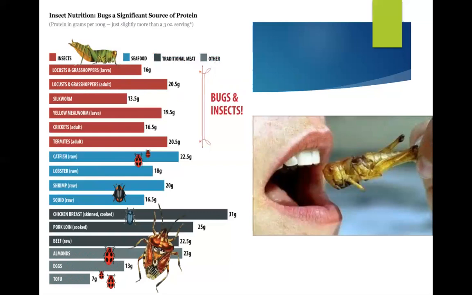So as you can see here, I have insects, seafood, traditional meat, and other sources, almonds, eggs, and tofu, compared as far as proteins per 100 grams of the product. And some of the insect sources are just as high as the traditional meat sources. So why not eat them? I challenge you to give it a try. They sell insect protein bars, insect powders, insect brownies, barbecued insects, all sorts of different insect products you can try.